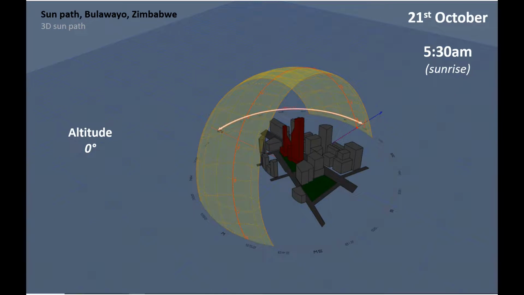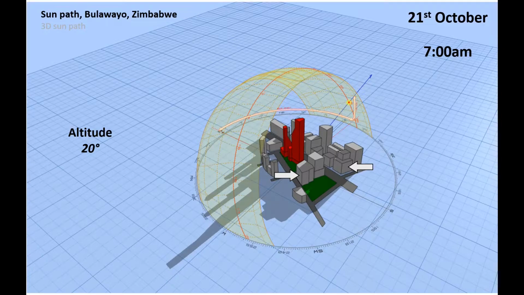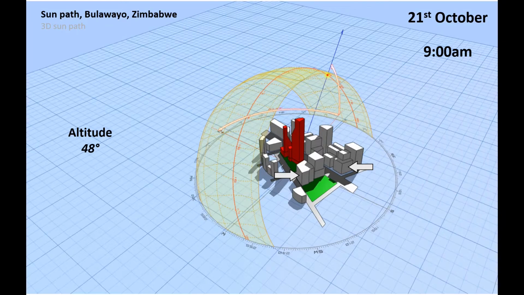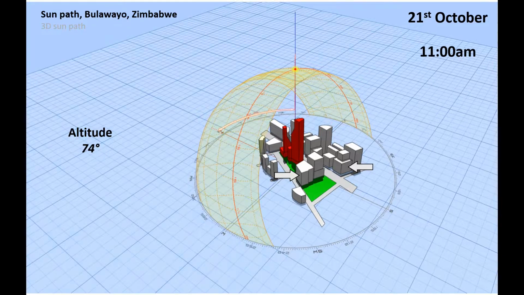Again, another way to study the sun position is through a 3-dimensional representation. This is extremely useful when, for example, you need to analyze the context, how this influences your buildings, or how different facades of the same building react to direct sun at different moments of the day and of the year.